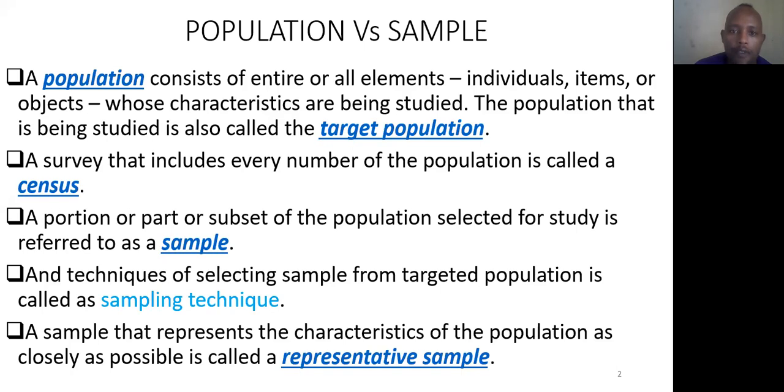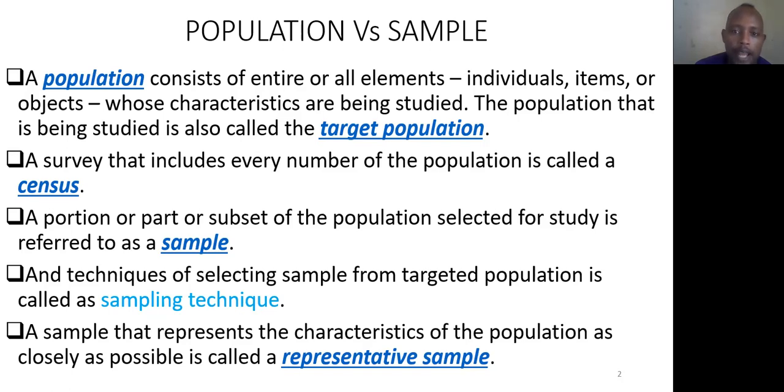Population consists of entire elements. Here, population doesn't necessarily mean people or human beings. Rather, it is a collection of individuals, items, or objects that are going to be studied. The part of the population that is going to be studied is called the target population.